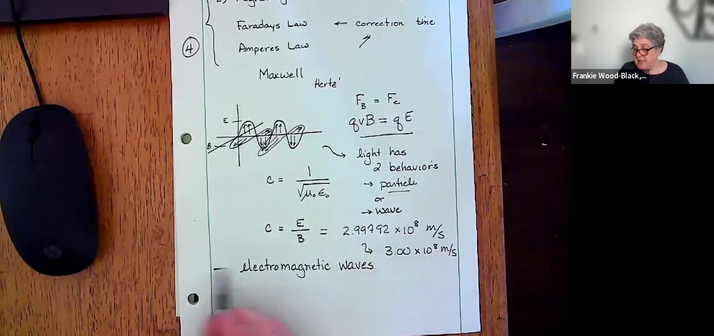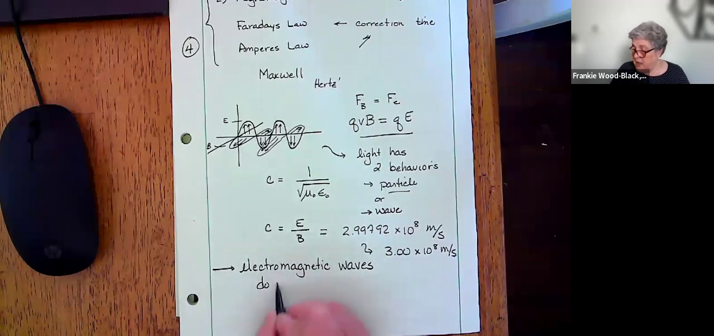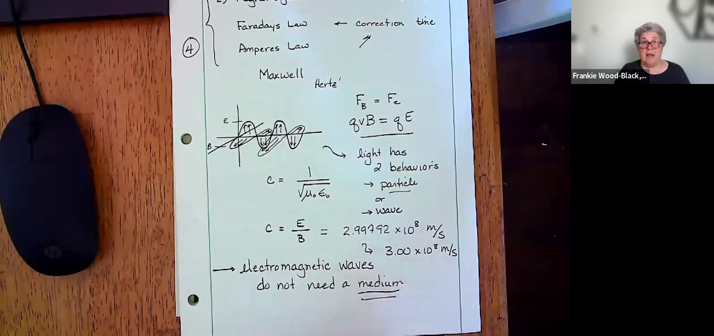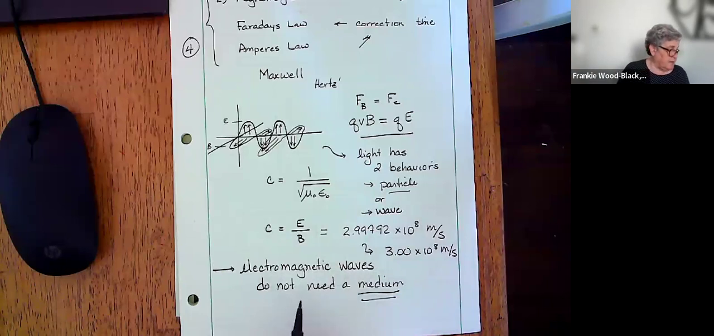Now, the other thing is electromagnetic waves do not need a medium. Mechanical waves needed a medium. So sound waves are a mechanical wave. Light is an electromagnetic wave. And these don't need a medium in order to propagate. Okay? They don't need a medium.